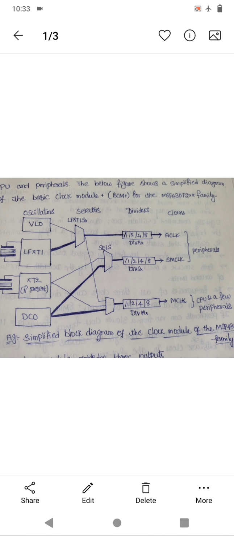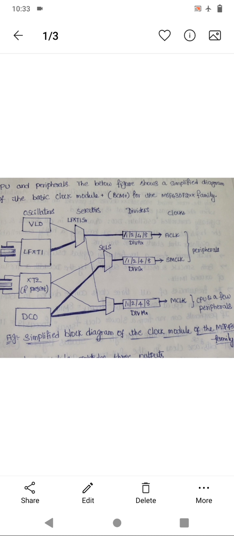The next one is SMCLK, the subsystem master clock. It is distributed to the peripherals. Whereas ACLK is the auxiliary clock, which is also distributed to the peripherals. So MCLK is used by the CPU and a few peripherals, SMCLK is distributed to the peripherals, and ACLK is also distributed to the peripherals. Most of these peripherals can choose either MCLK or SMCLK.